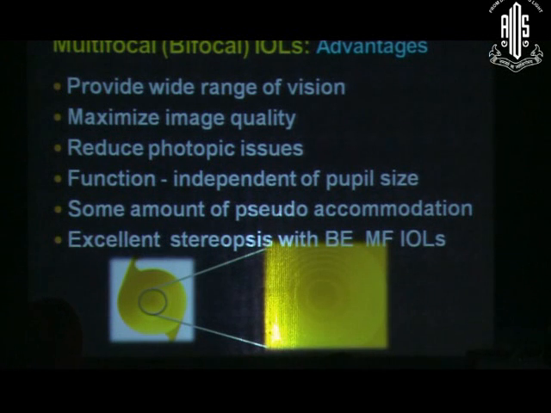So let us understand, we must know what are the plus and minus points of different lenses. Multifocal actually is a misnomer now. It is a bifocal lens. It provides a wide range of vision. It maximizes image quality. It reduces the photopic issue. The photopic vision is very good. It is independent of pupil size, not the pupil position. And some amount of field of vision can be achieved. And with this bifocal, multifocal, you can have excellent stereopsis.